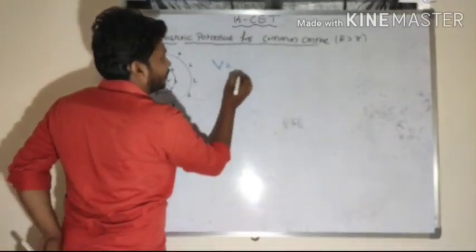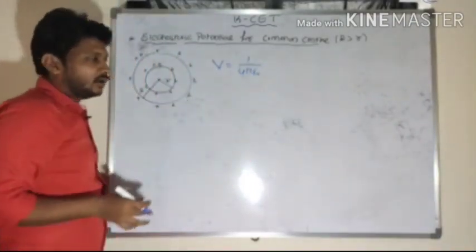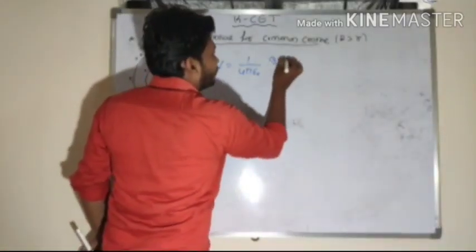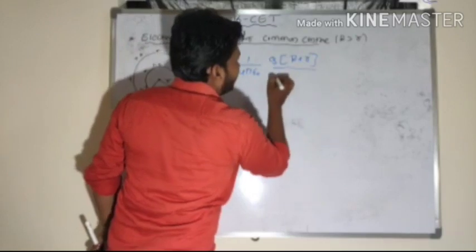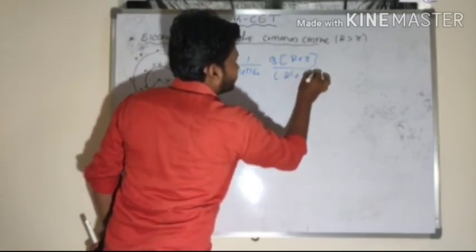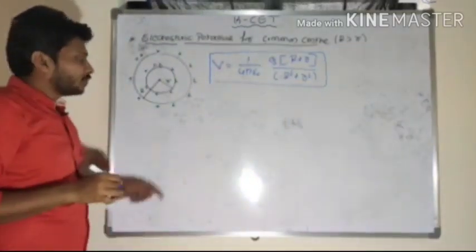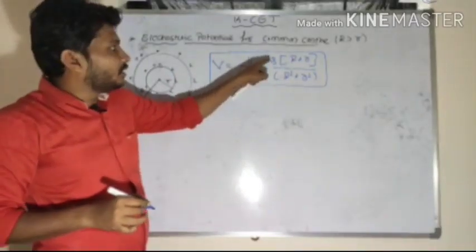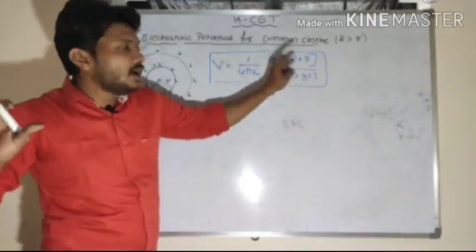So V is equal to 1 by 4 pi epsilon naught Q into (R plus r) divided by (R square plus r square). What is the connecting formula for the electrostatic potential for the common center? 1 by 4 pi epsilon naught Q into (R plus r) divided by (R square plus r square).